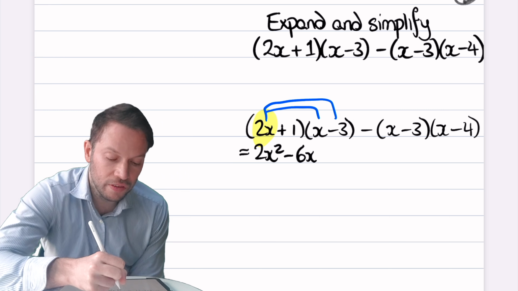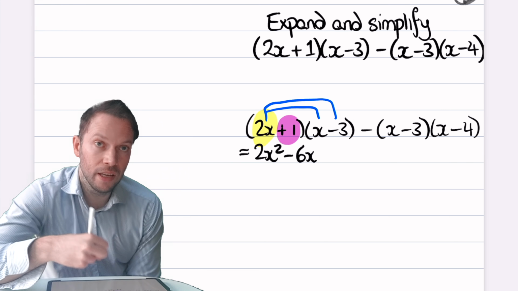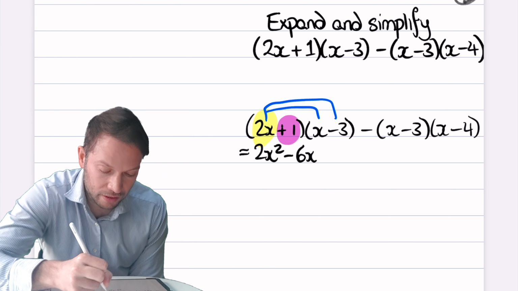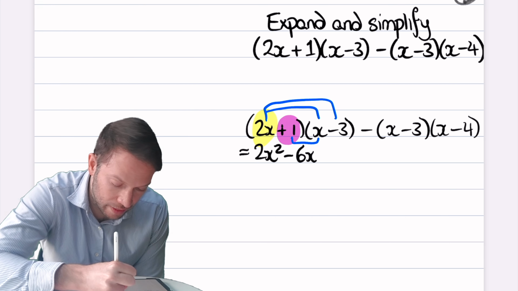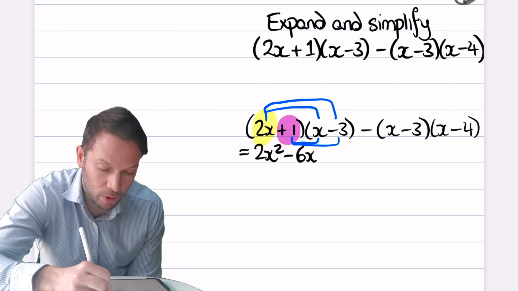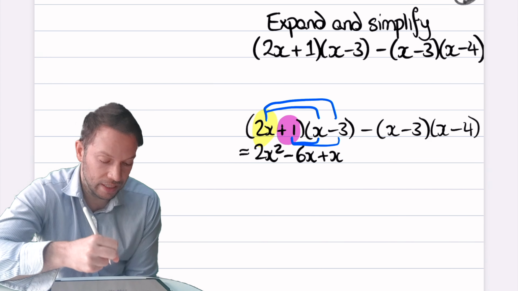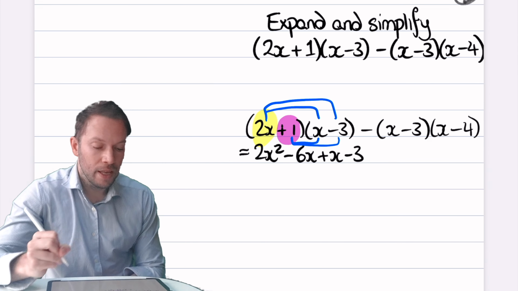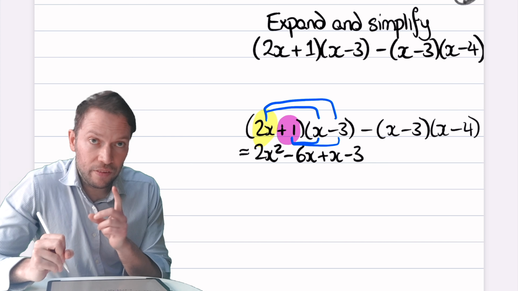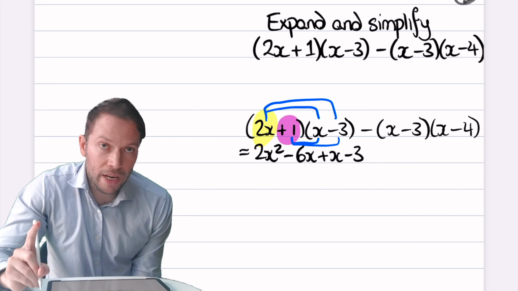And then we do the second thing in the first bracket multiplied by each thing in the second bracket. So we're going to do the 1 times the x and the 1 times negative 3. So the 1 times the x is plus 1x, or just plus x, and the 1 times the negative 3 is minus 3.